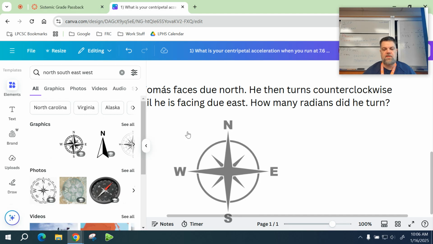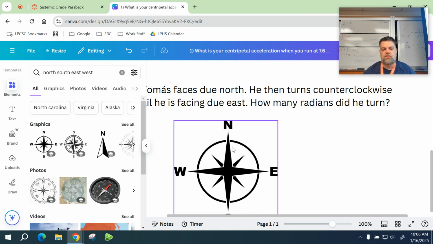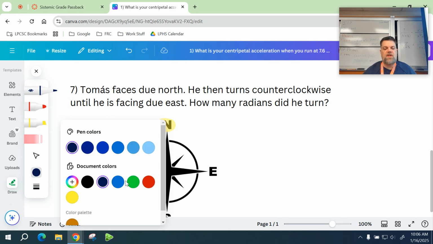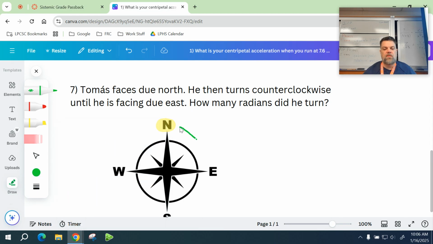This looks pretty fancy. All right, so he starts off facing due north, okay? So he's right here. Then he rotates until he's facing due east, okay? Now, how many radians is that?